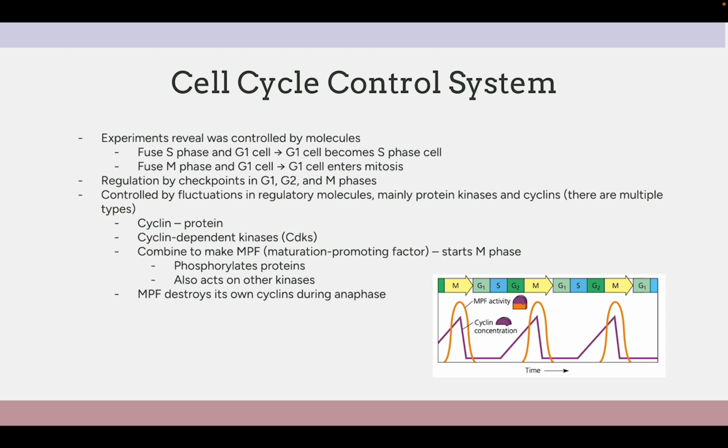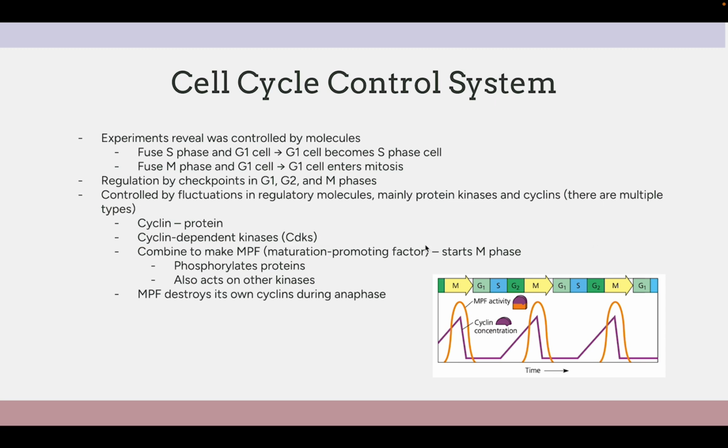The way this was found out was through a series of experiments. Essentially, the scientists fused an S phase and a G1 phase cell, and they found that the G1 cell becomes an S phase cell. They fused an M phase and a G1 phase cell, and the G1 phase cell enters mitosis. What this told them is that the cell cycle control is done through molecules, and when you fuse those cells, those mystery molecules from the M phase and S phase cells enter the G1 cell and induce those phases in that cell.